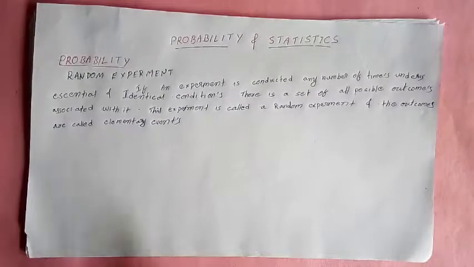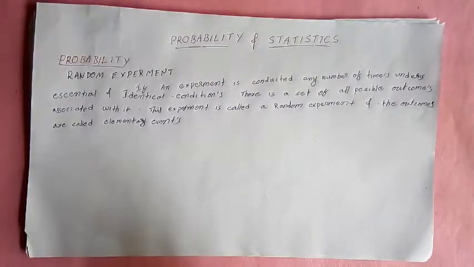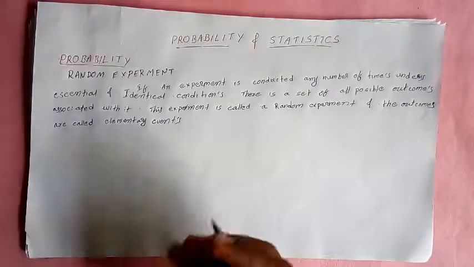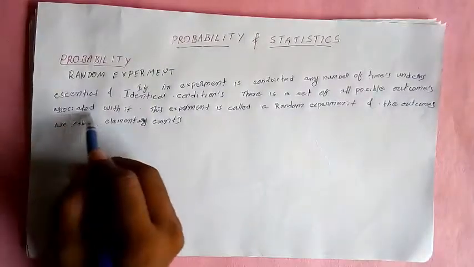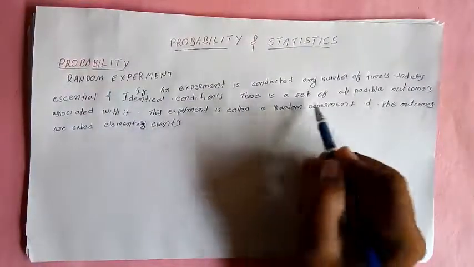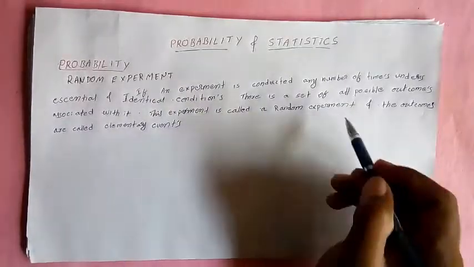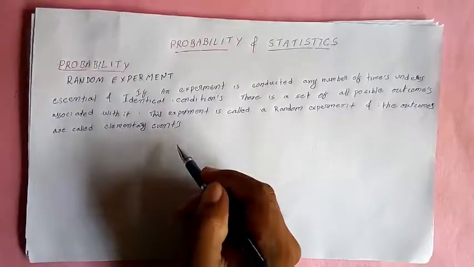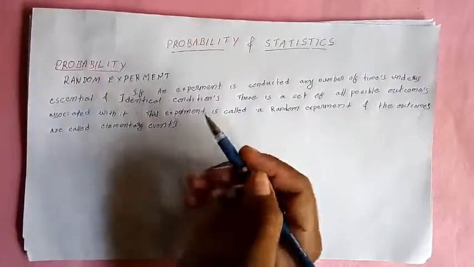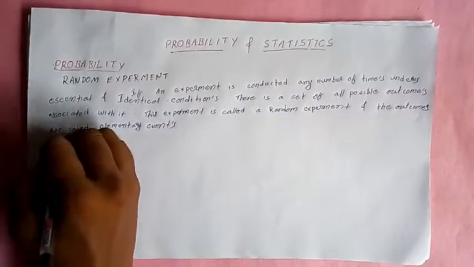Now we want to discuss the random experiment in detail. Suppose an experiment is conducted any number of times, maybe 2 times, 3 times, any number of times, under essential and identical conditions, and there is a set of all possible outcomes associated with it. Then the experiment is called a random experiment, and the outcomes are called elementary events. So this is the random experiment definition, and we are moving next to the heading that is sample space.